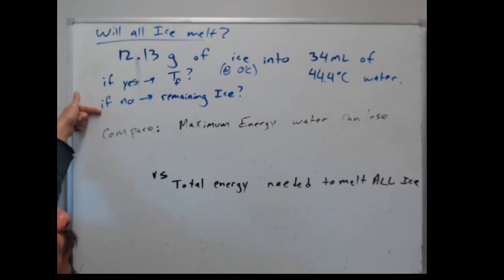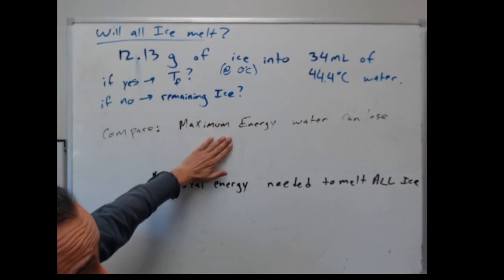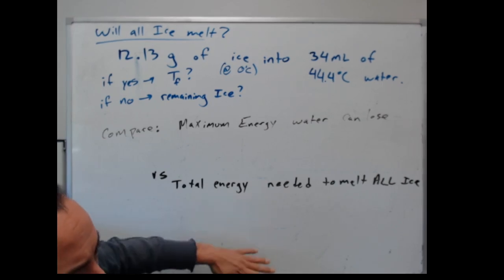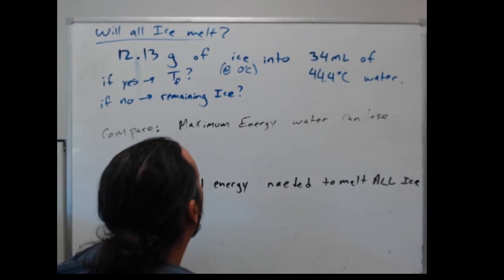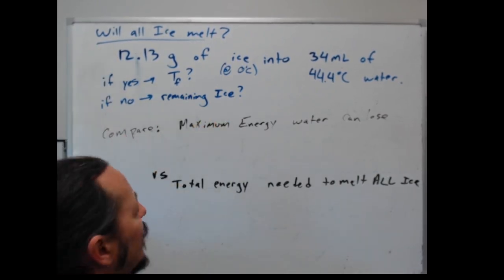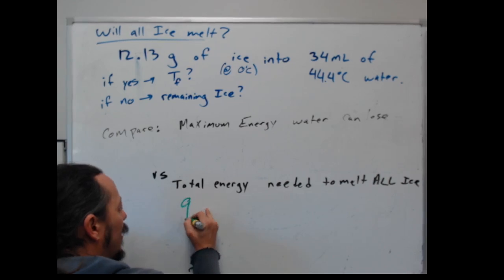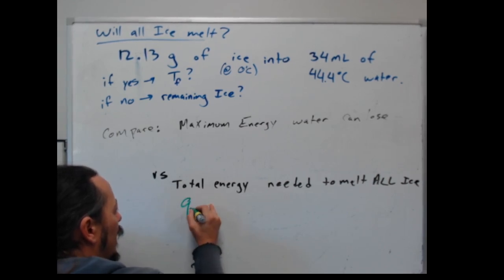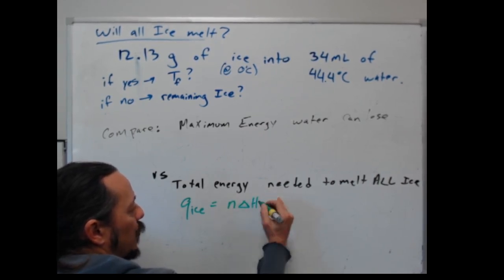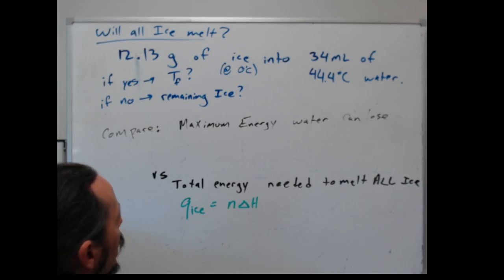If there's ice left over, we've got to take all the energy out of the water. And if all the ice melts, then this should go to 0. So it's which one is bigger? We do this by looking at the amount. I find the ice energy one is easier to calculate. I'll just call that Q ice real quick. And that's just going to be an n delta H. We're just looking at the phase change.